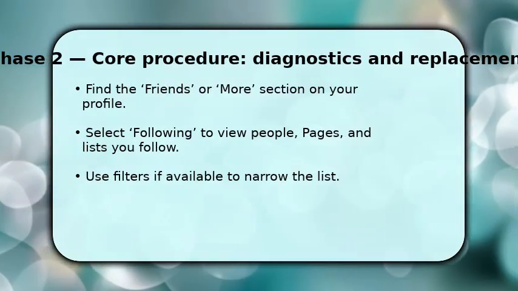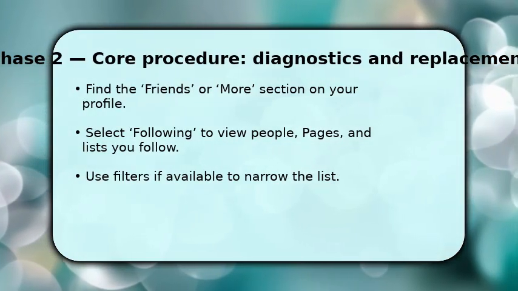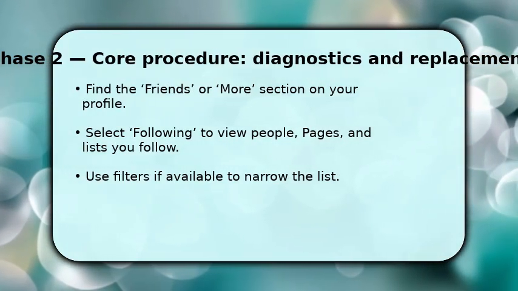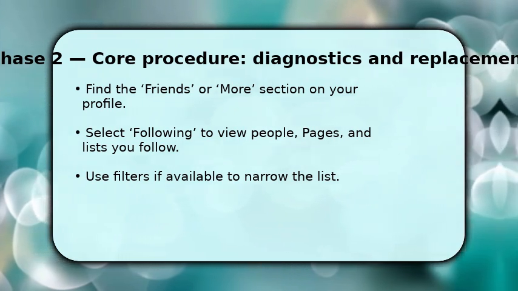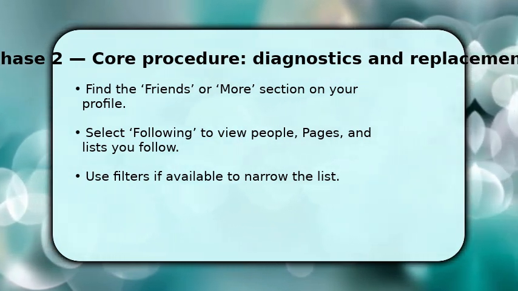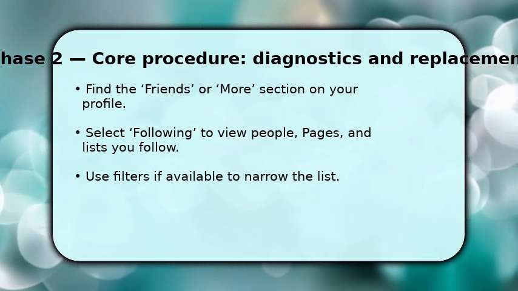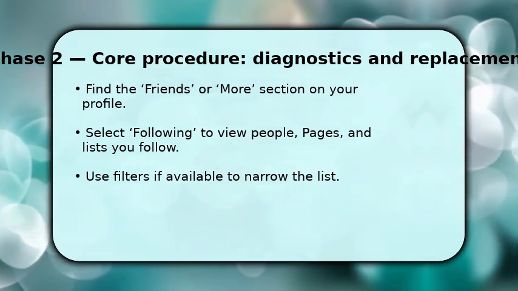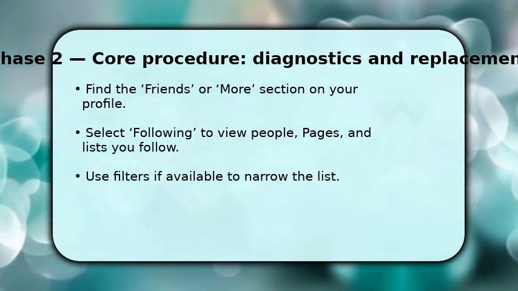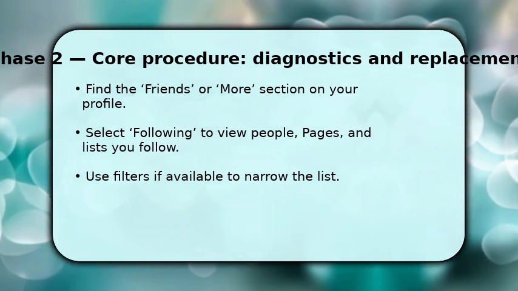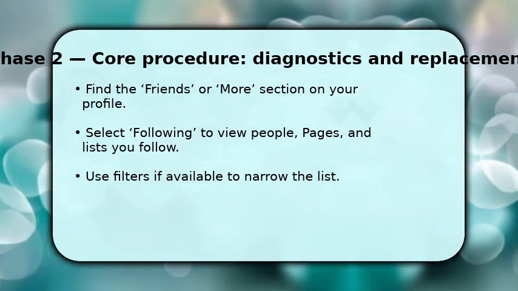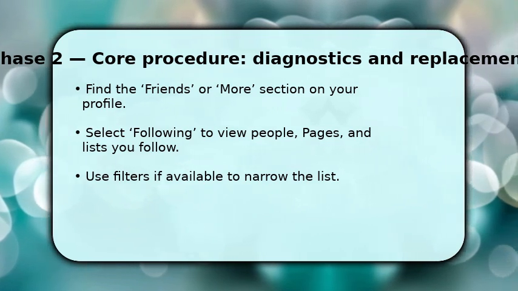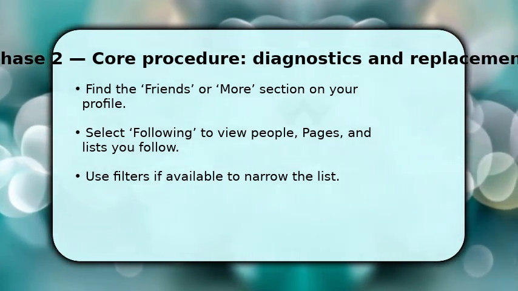Once on your profile, find the Friends, More, or About sections, depending on Facebook's layout, and look for Following. You choose Following to reveal people, pages, and public profiles you follow. Make sure to use any filter or tab options, because Facebook separates people from pages and people you've muted or unfollowed. If you don't see Following, open the More menu under your cover photo. Layouts differ between mobile and desktop.